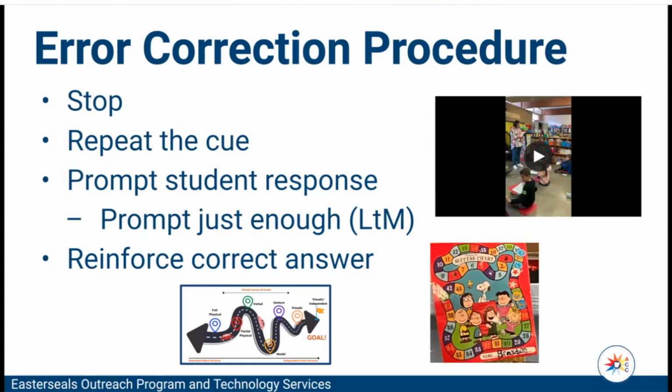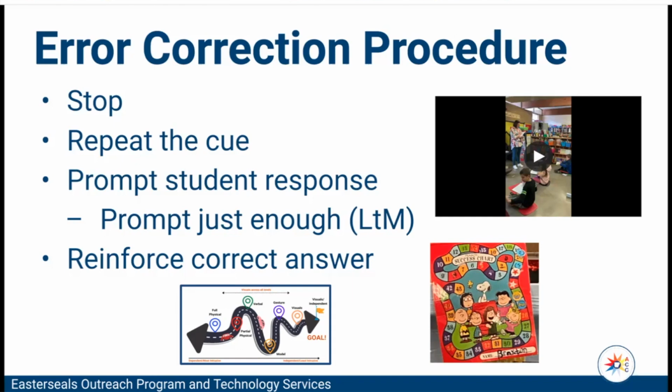The teacher knows this student and she knows that he's really been struggling with those D and B reversals. So she followed the steps that you see on the slide to correct that error using a just enough prompt. She stopped, she repeated the cue, and that was big. She gave him that just enough prompt. In this example, it was just her gesturing to the model on her board, and that was enough.